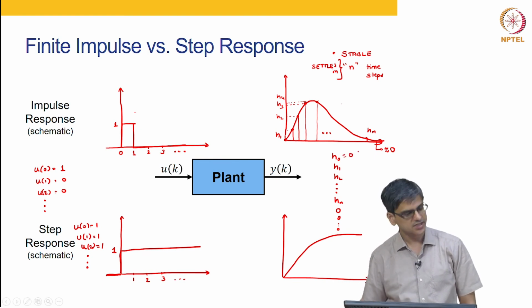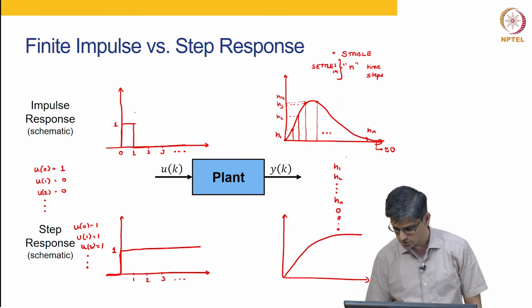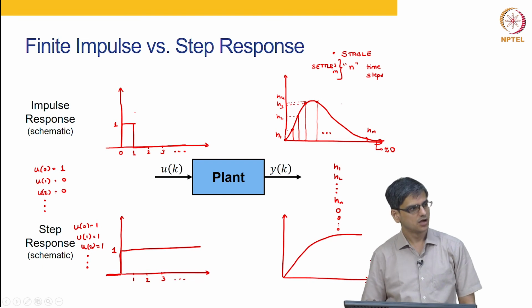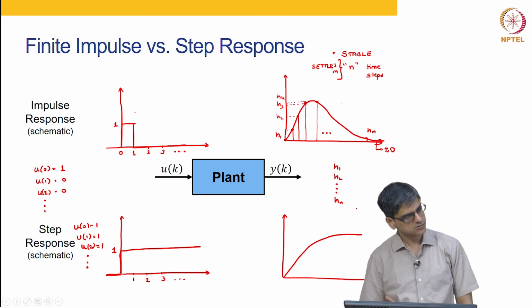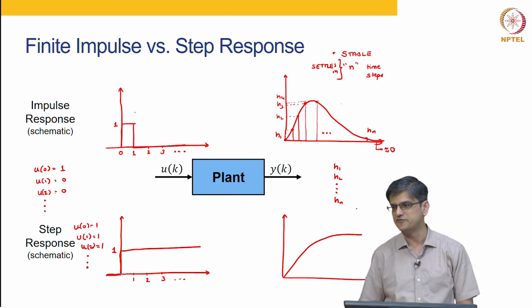H0 is equal to 0 because the system is causal. So, let us ignore the H0 part. After Hn, the system response has been complete. So, let us ignore what happens after that also.